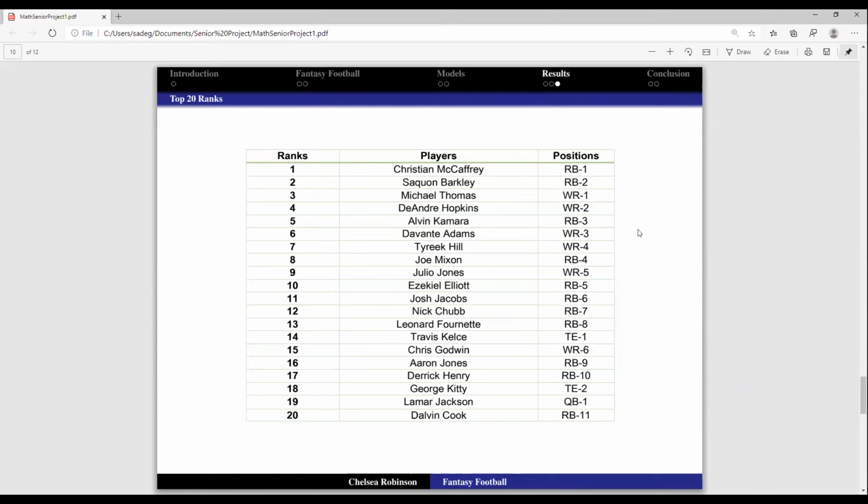Lamar Jackson is predicted number 19 as the first quarterback to be drafted. And this is basically just a ranking of how the players will be drafted.